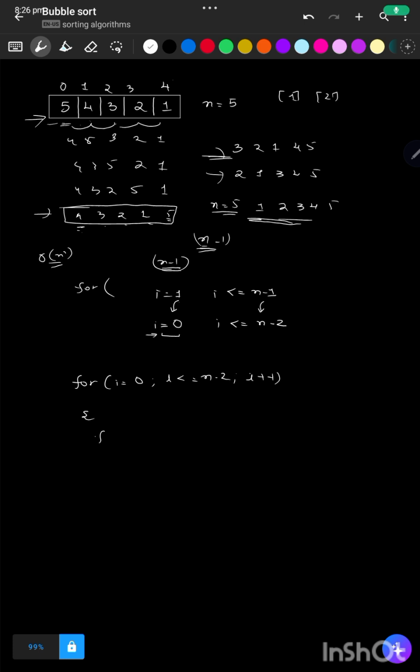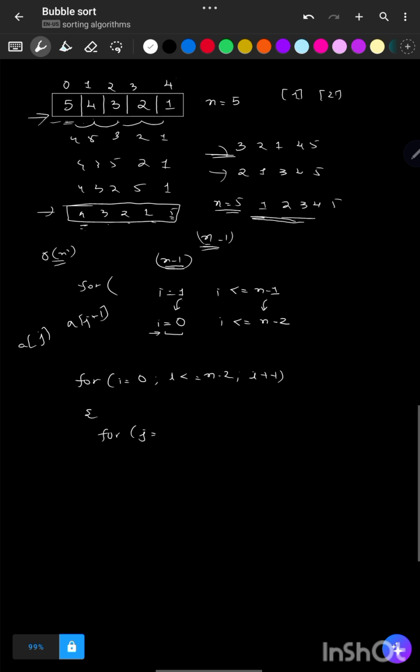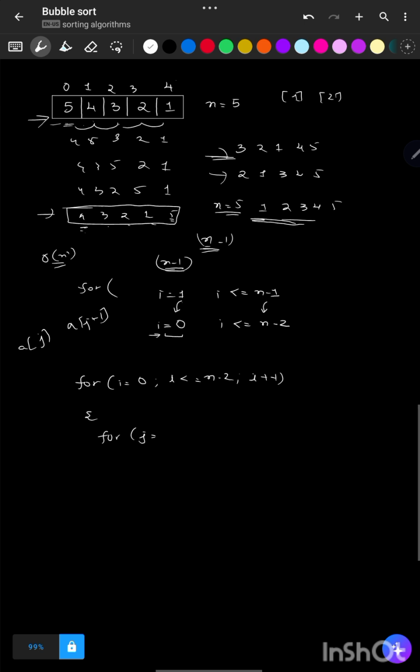Now if we talk about the inner for loop, j actually shows the indices where the elements have to be compared. So let's say I have any j. I always compare a of j with a of j plus 1. I compare an element with its next consecutive element which is present. So it always starts from 0, because once an element has been compared, the greater element will be pushed to the last position.